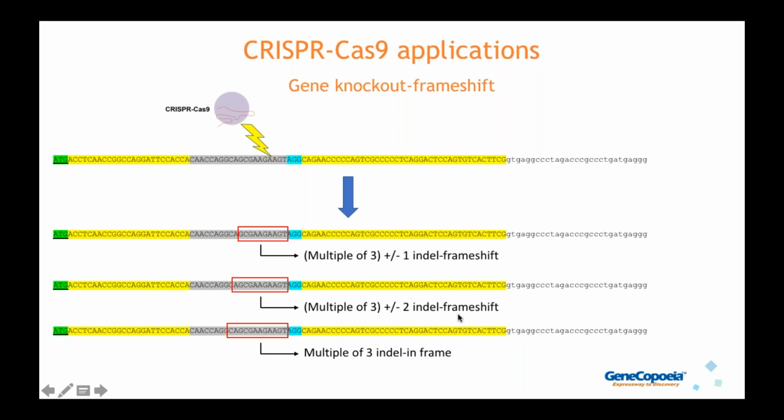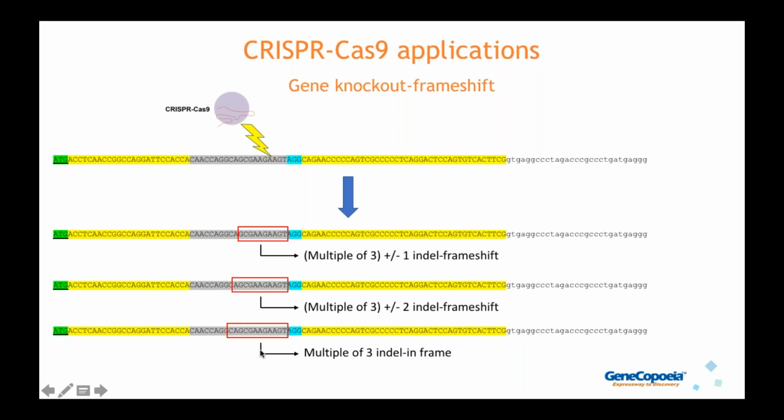Both of these situations will lead to a frame shift. In most cases, frame shifts will cause destabilization of the RNA and premature stop codons, and so you'll get a knockout. Although it doesn't always happen, because in some special cases you can get frame shifting by the translation machinery. You can also get an indel that's a multiple of 3.